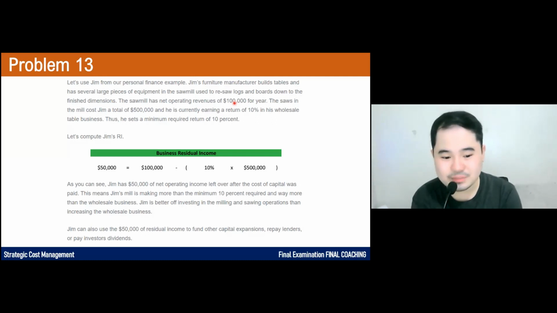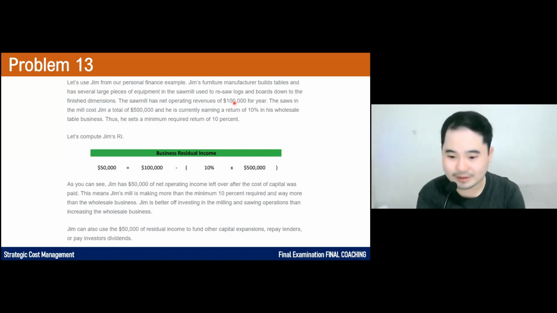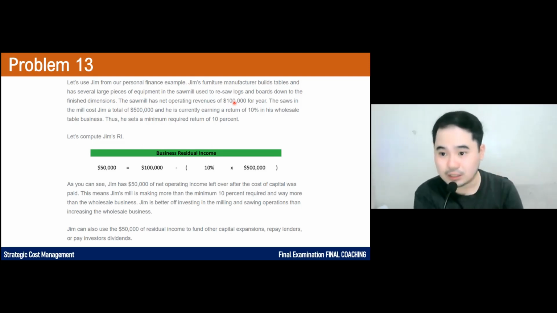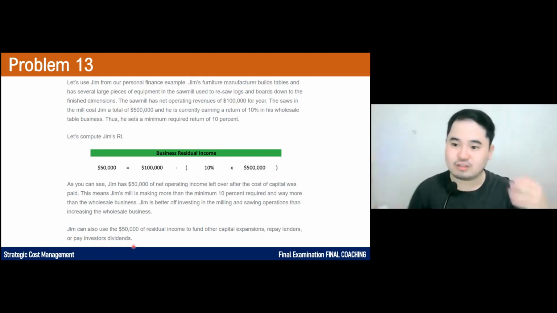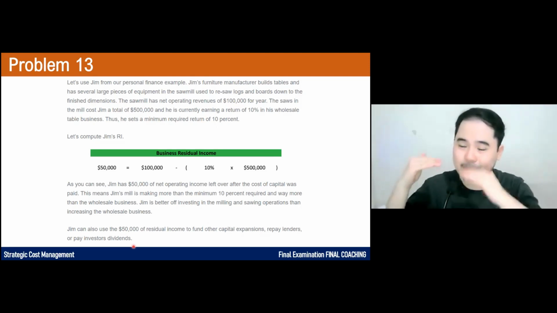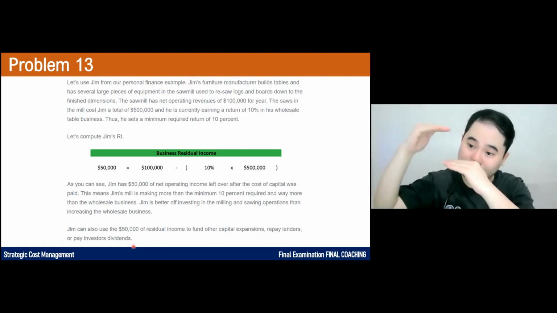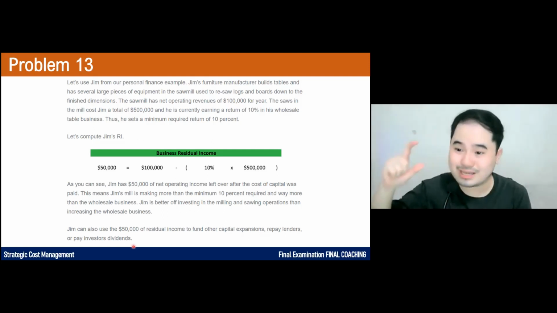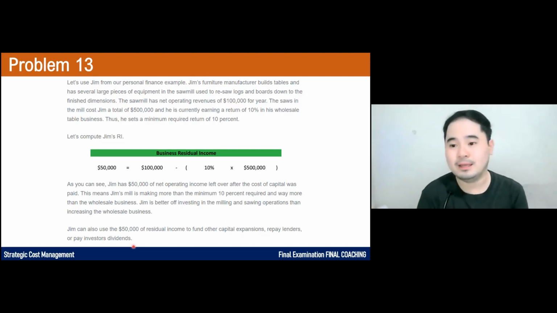This means that Jim's Mill is making more than the minimum 10% required and way more than the wholesale business. So it's better off investing here in this company because pwede pang magamit yung residual income na yun into other different functions like capital expansion or pambayad ng utang or mangbigay ng dividends kasi may sobra, no? Kung ito yung required rate of return natin, dapat yung income natin mas mahigitan pa natin yun. Itong sobrang to, yun yung sinasabi nating residual income.